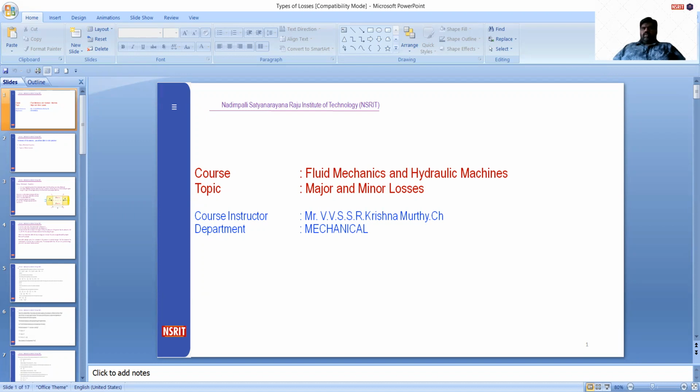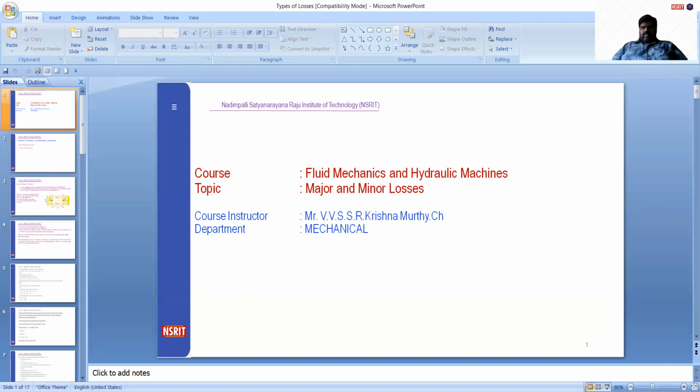First we shall go with major losses, that is, loss of head due to friction. This can be found in two ways. One is the Darcy-Weisbach equation and the other is the Chezy formula. First we shall derive the head loss due to friction using the Darcy-Weisbach equation.